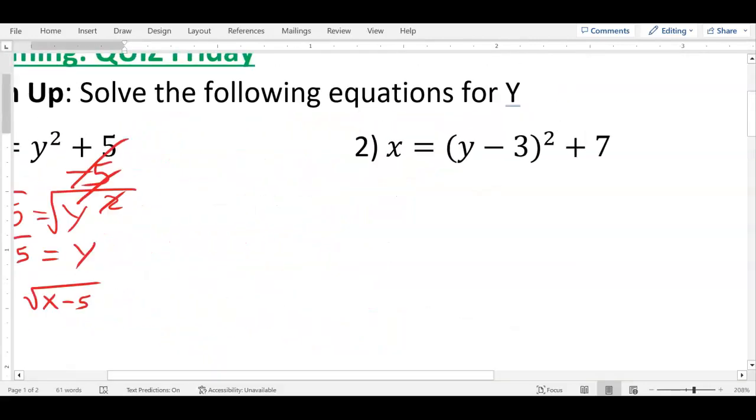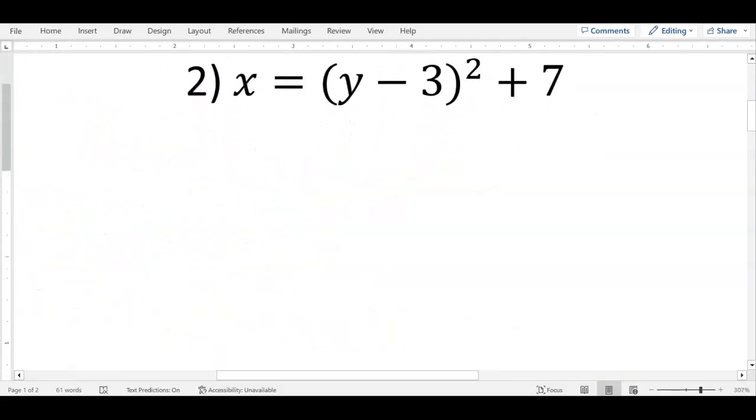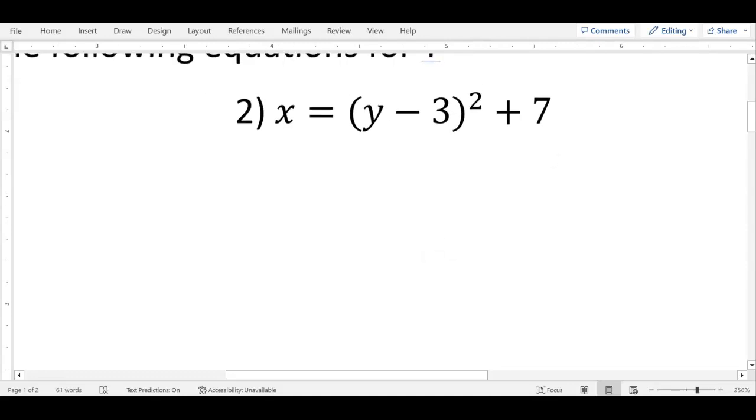Look at number 2 here. Same idea. I want to solve for y. Now, there's a lot of stuff on that side. What do you think I should get rid of first? This minus 3, this squared, or this 7? What goes first? 7, because it's by itself. It's the loner. So how do I get rid of a plus 7?